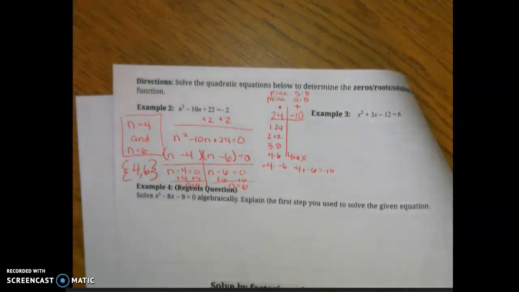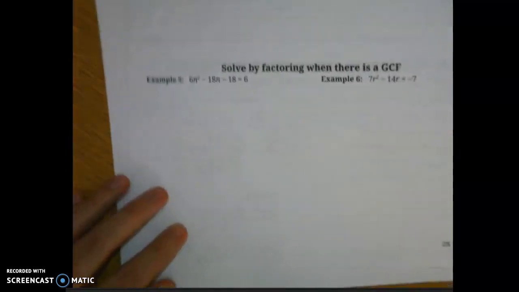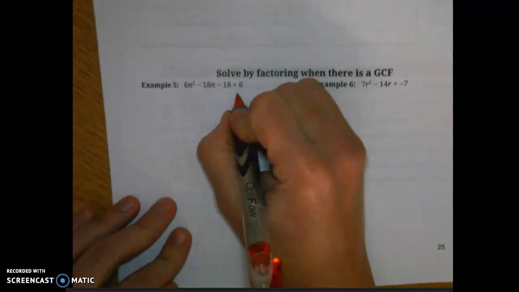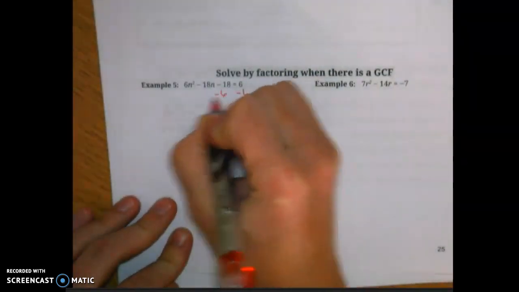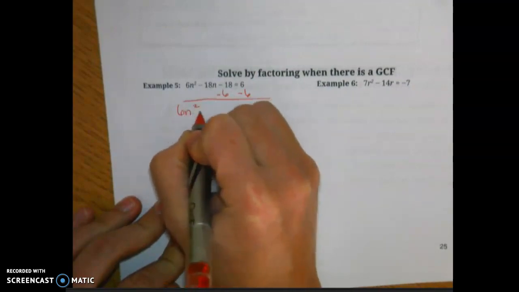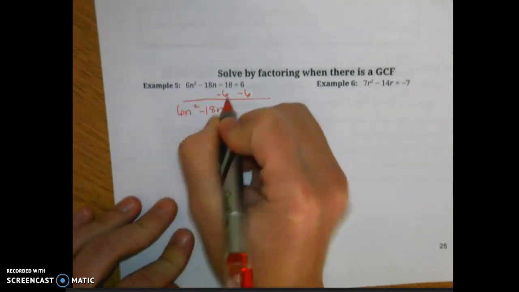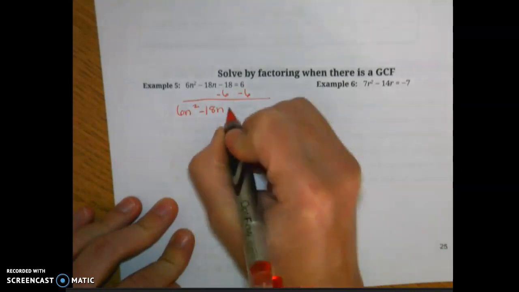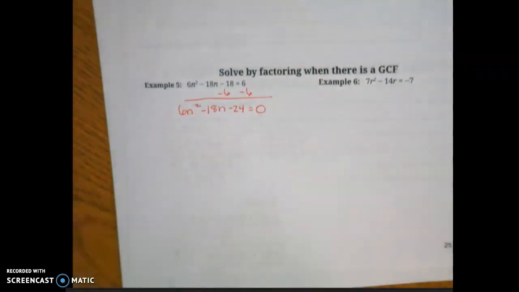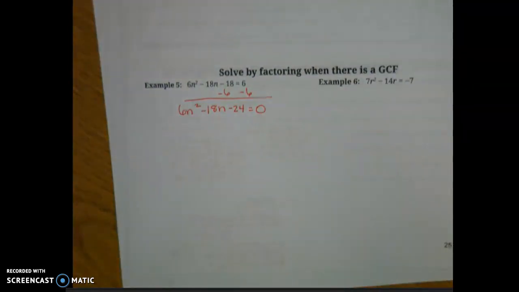Okay, so now we're going to skip down to example 5, where we may have a GCF in our trinomial before we have to factor. So the process is still the same, where you want to get the equation set equal to 0. So I'm going to do that. I'm going to subtract 6 from both sides. So I have 6n squared minus 18n, and then negative 18 minus 6 is minus 24. So now the equation is set equal to 0. So I still want to factor the left-hand side.